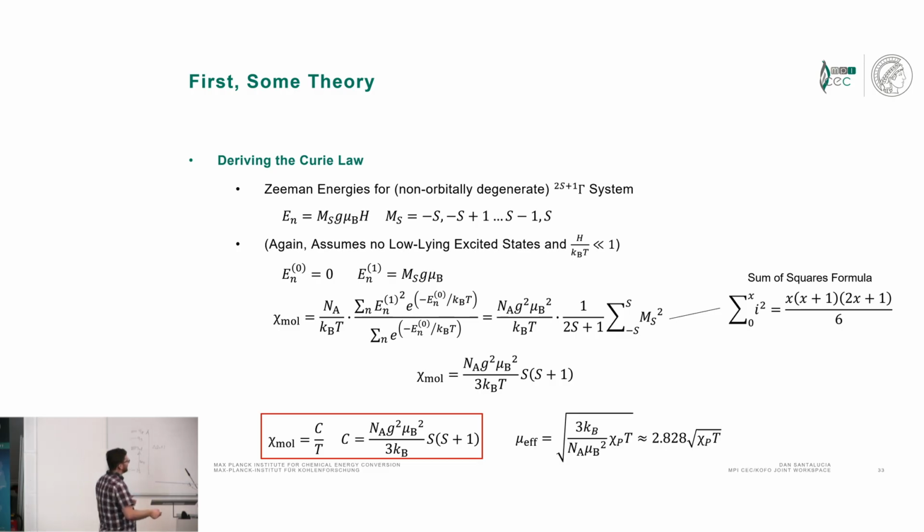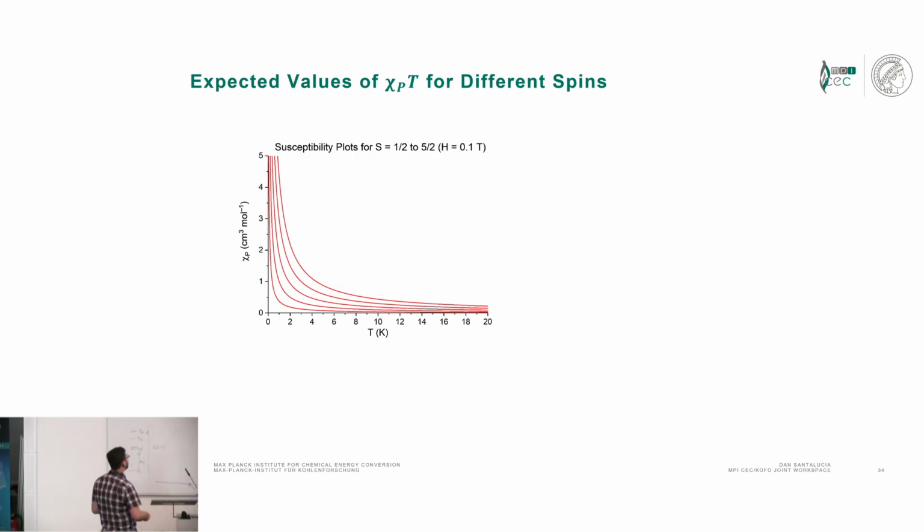And if you prefer the, in my opinion, a little bit outdated, but still somewhat widely used mu effective units, this is the relationship. It has a square root relationship with chi T. So it's about 2.8 times the square root of chi T. I personally don't like those units, and I'll explain in a moment why. But now, we finally arrived at something. I can now use different spins, so 1 unpaired electron, 2 unpaired electrons, 3, 4, 5 unpaired electrons at a very small field and derive susceptibility curves.